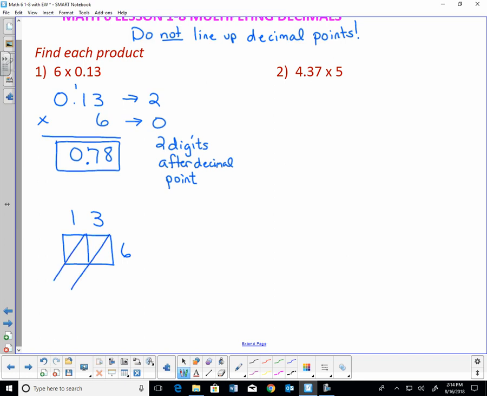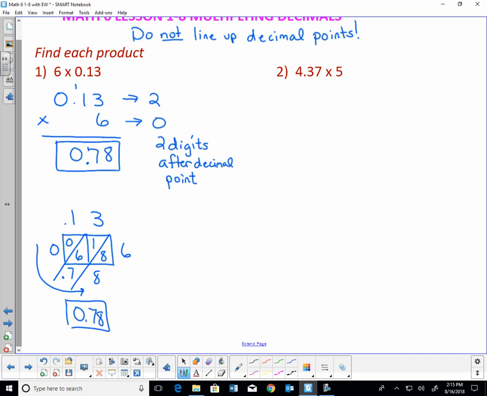Now you simply multiply. 6 times 3 is 18, so I write the 1 here and the 8 there. 6 times 1 is 6, so I have a 0 in this position and a 6 in this position. Now I add along the diagonals. This is 8, 6 and 1 is 7, this is 0. Again, this was 0.13, so I have 2 digits after my decimal point. I need to have 2 digits after my decimal point here. This would be my answer reading across this way, but I put my decimal point here, so my answer is 0.78.